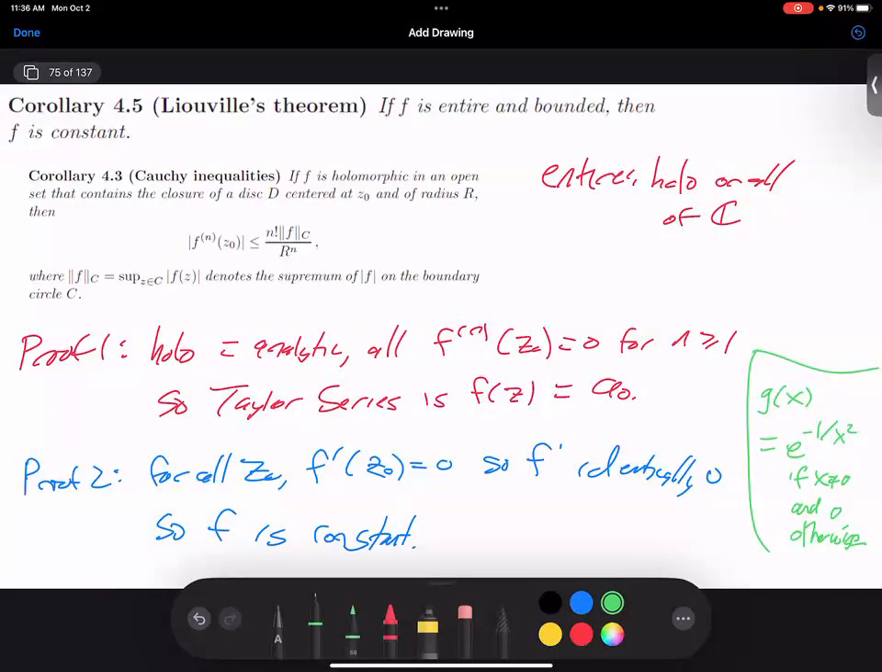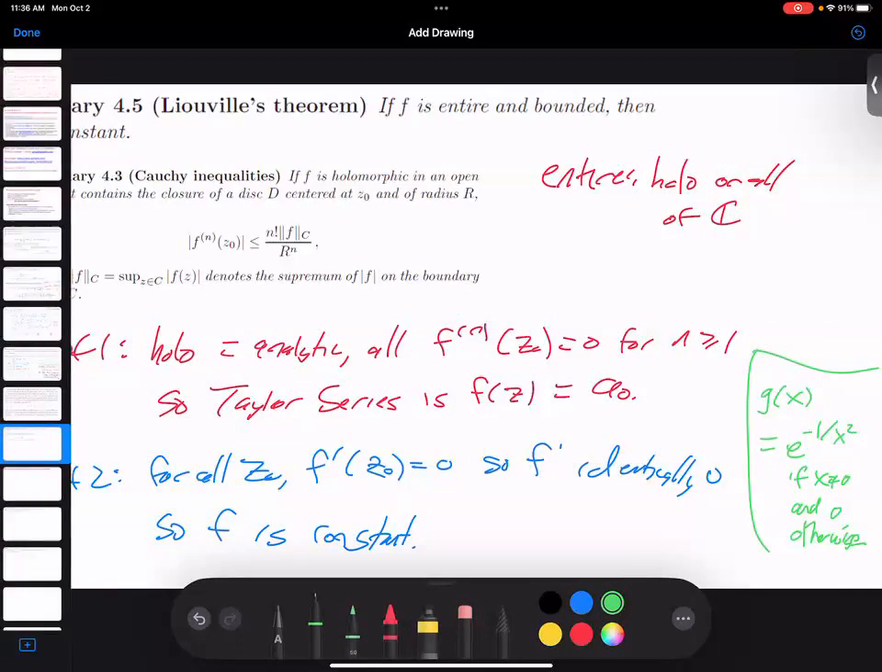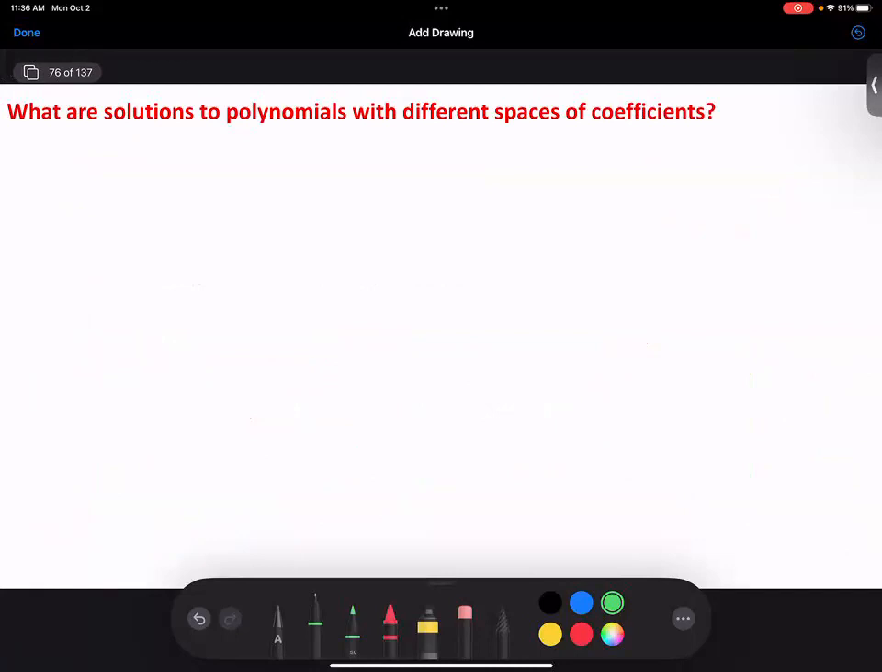Okay, complex analysis. Show that if f prime is identically zero, then f has to be constant. So it shouldn't be too bad to show that. That's a nice thing to try to show.